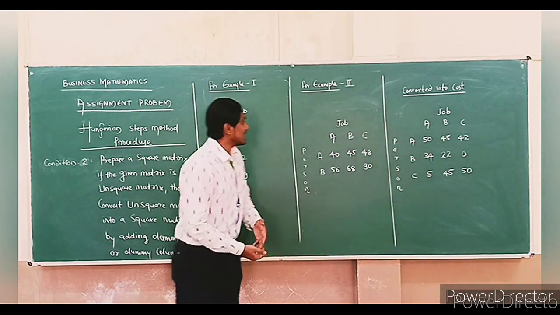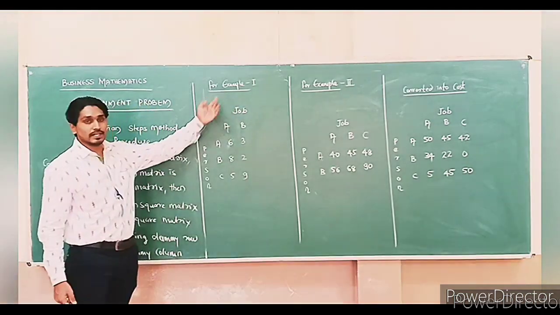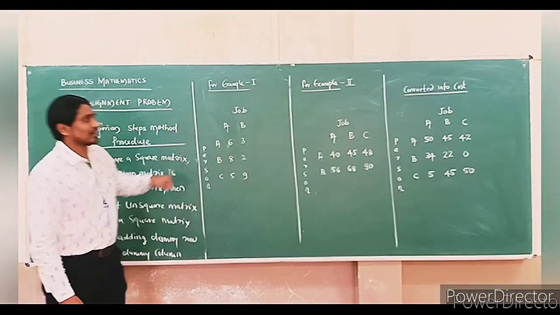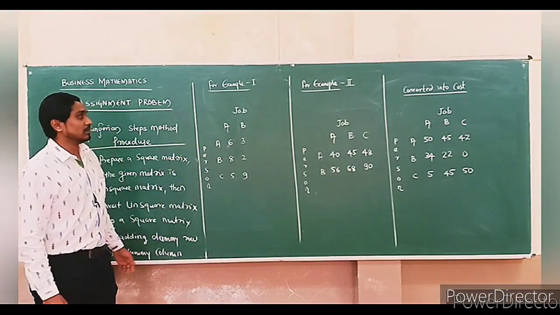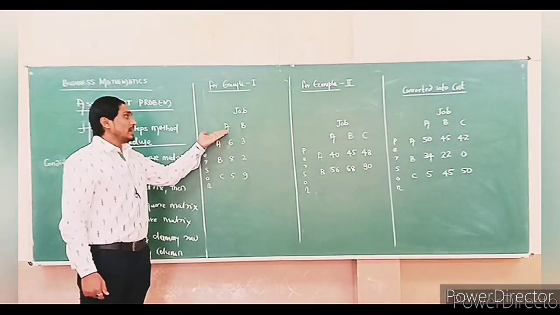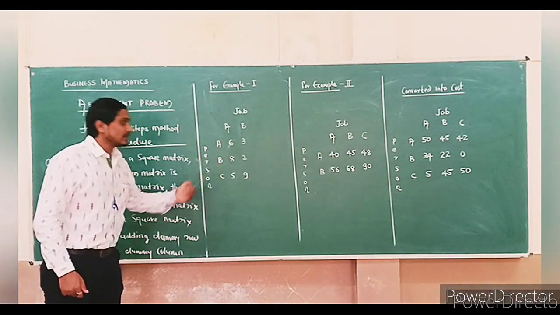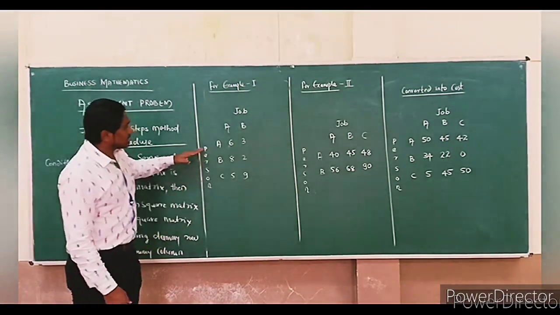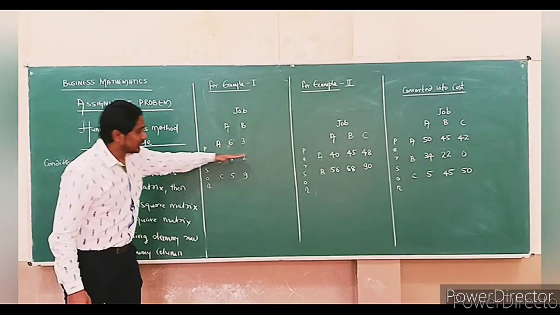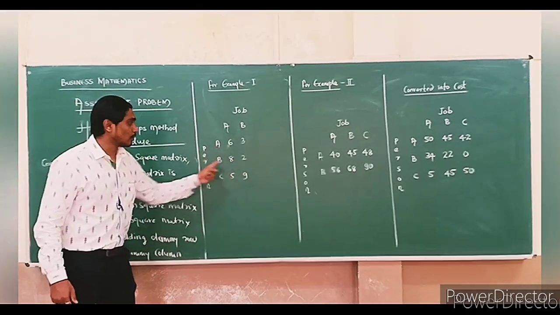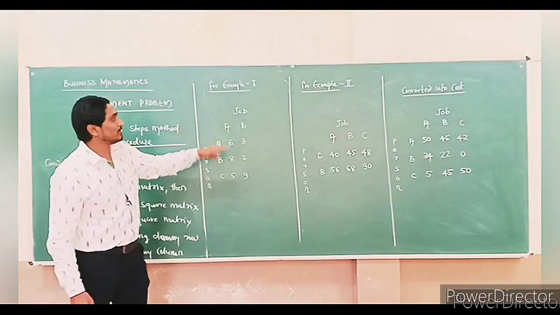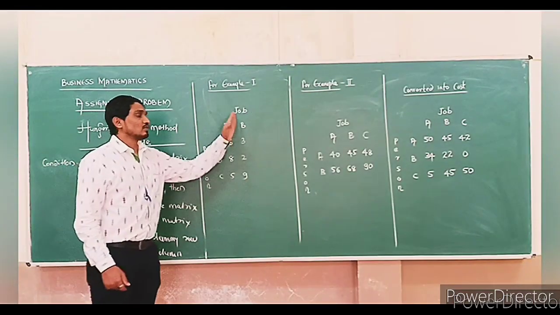So friends, please have a look at example number 1 here. See, the jobs are available and the persons are available. The jobs are job A and job B, and the persons are person A, B and C. If we check the rows, there are 3 rows: row 1, row 2 and row 3. If we verify the columns, there are only 2 columns.